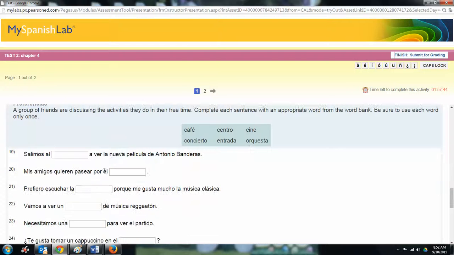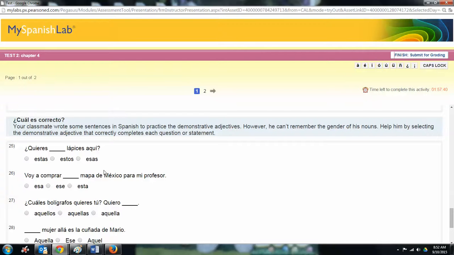Preferencias here is just vocabulary. Read the sentences, plug in the correct vocabulary word. Here you're choosing the correct demonstrative adjective. It says your classmate wrote some sentences in Spanish to practice the demonstrative adjectives. However, he can't remember the gender of his nouns. Help him by selecting the demonstrative adjective that correctly completes each question or statement.